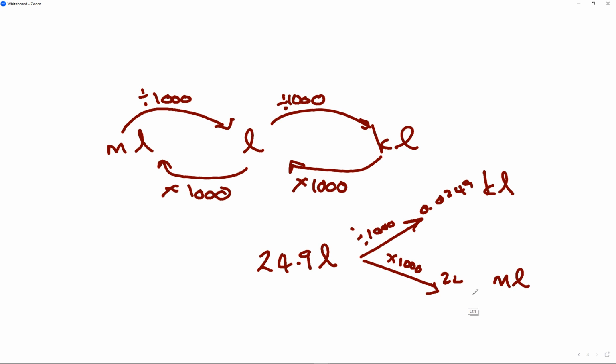Remember, we're going from liters to milliliters, so we have to go times 1,000. All we have to do is take 2.4123 and move the decimal 3 spaces to the right, and end up with that. And you can see kiloliters is in decimals, milliliters is much more.